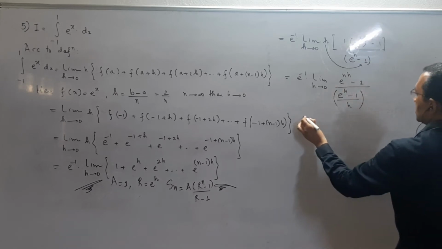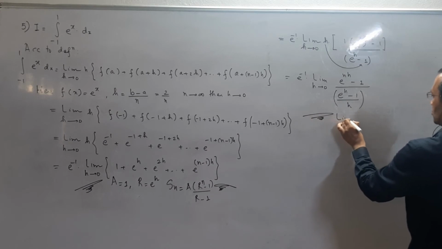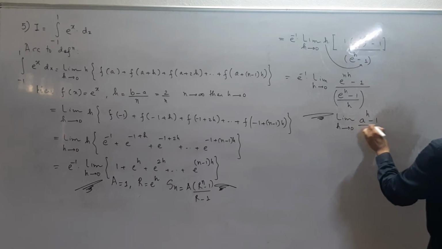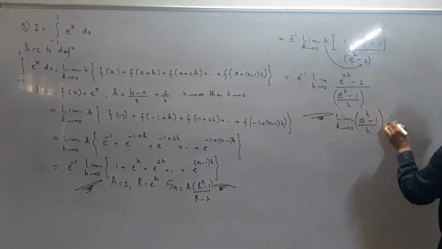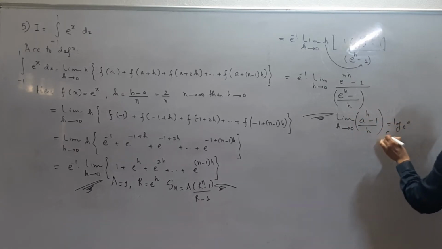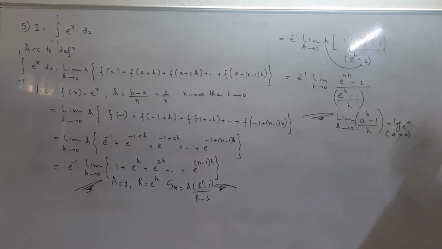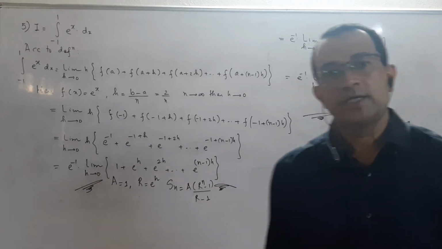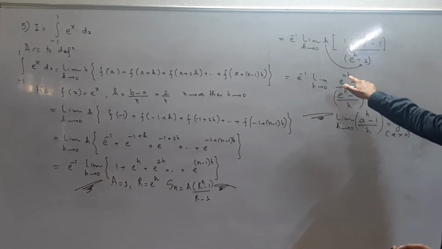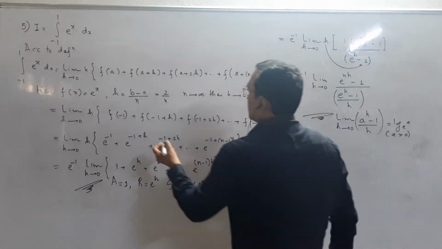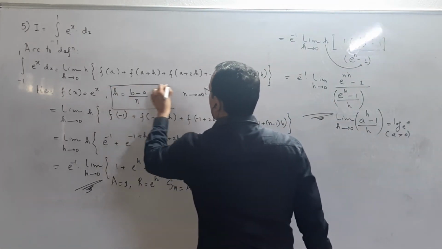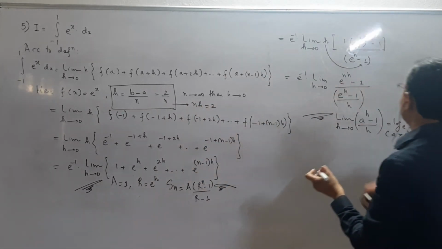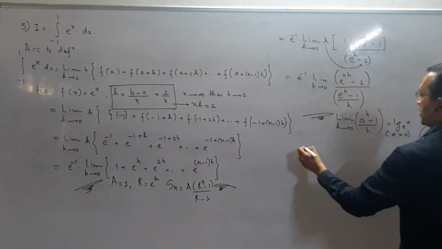upon h. Here the new formula of limit is introduced. Limit h tends to 0, a raised to h minus 1 upon h is log a base e, where of course a is positive, because logarithm of 0 and a negative number is not defined. Now n h, from this we get n h is equal to 2. So this term will always change to a constant, which is e square minus 1.